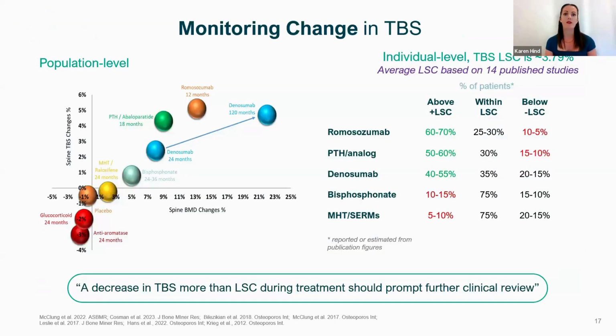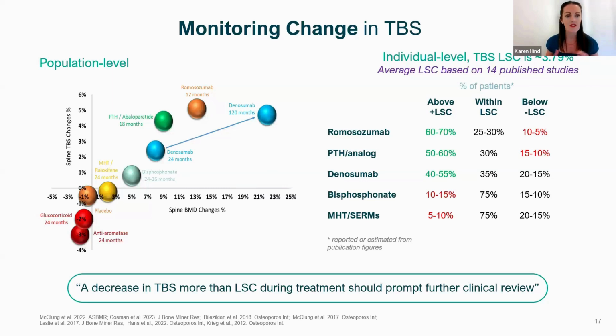So here we can wrap it up into one slide, really, which is a nice schematic, which you may have seen before if you've seen Didier or I presenting on TBS. But you can look at a population level, and this data is drawn from the published studies so far in terms of treatment effects on TBS and on BMD. And also at the individual level, we know we can apply an LSC just as you would do for BMD. You can apply LSC to TBS, and the average published LSC from 14 studies is 3.79%.